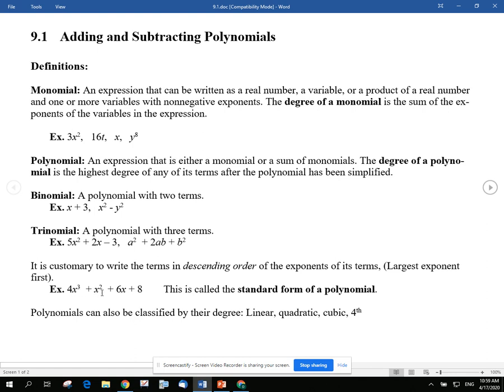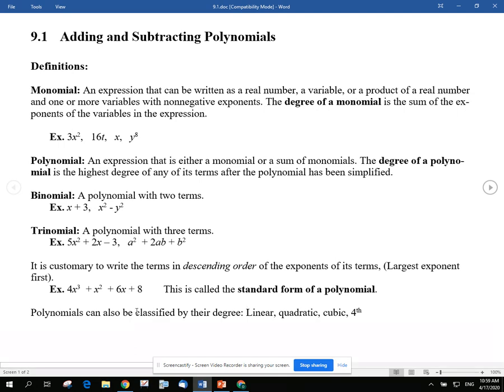Okay, so that's what you see in a few examples above. 4x to the third plus x squared plus 6x plus 8 is a convenient way to write it. We have a name for this. It's called standard form. Okay, the descending order. The highest exponent should be first, then the next highest, then the next highest, down to the lowest.